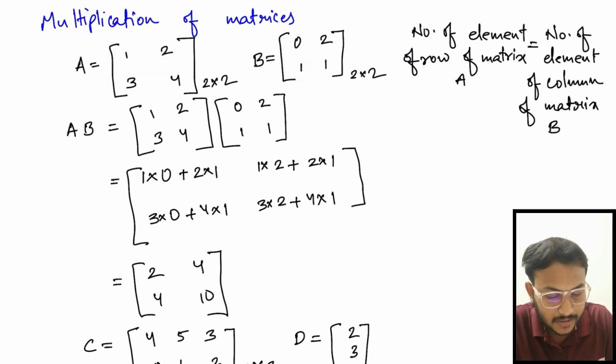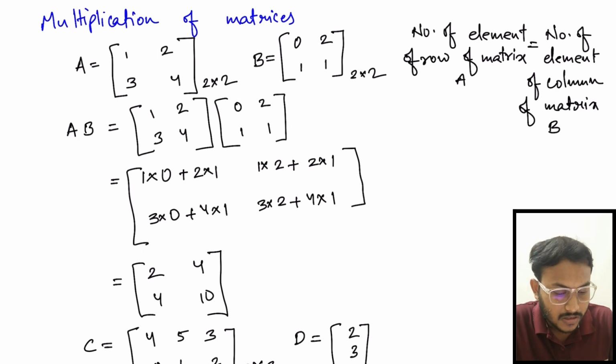So that I have written here: number of elements of a row in matrix A. Matrix A means the first matrix. So the number of elements of a row of the first matrix should be equal to the number of elements of a column of matrix B. So the number of elements in the column of the second matrix should be equal to the number of elements in a row of the first matrix. This condition should be there for the multiplication of matrices.